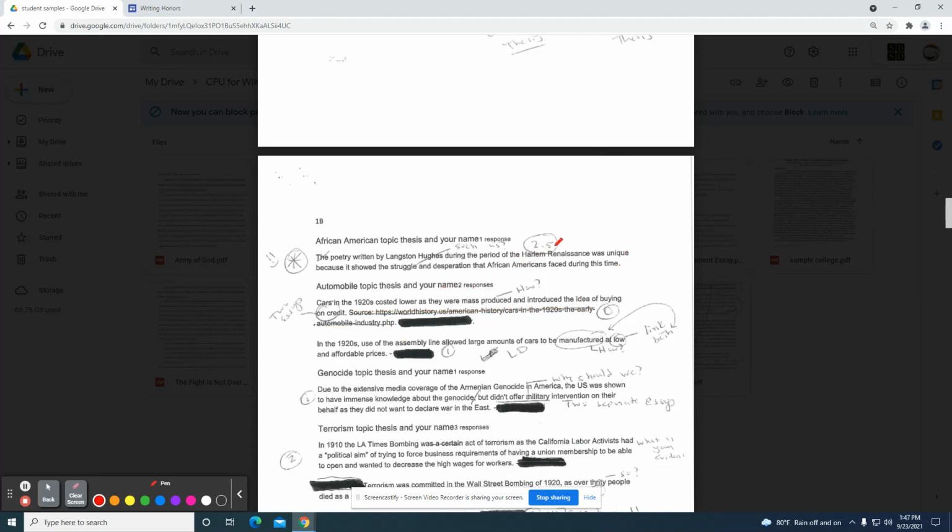"Poetry written by Langston Hughes during the period of the Harlem Renaissance." So they put during the period. This should be a deduction because they didn't specify the time period. What are we talking about, 1922? However, they avoid that deduction because they are telling me specifically the Harlem Renaissance. So that lets me know as a reader of history what time period they're talking about, and I can kind of get ready for the arguments that are going to be made.